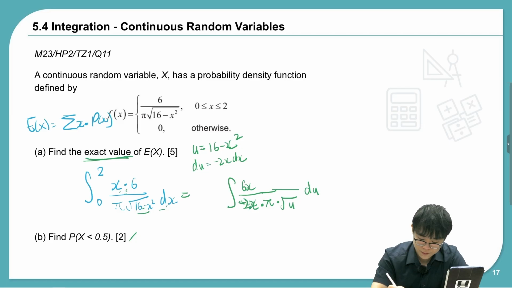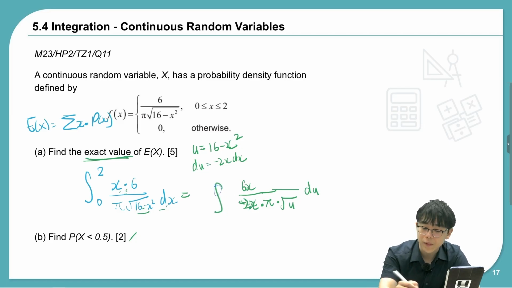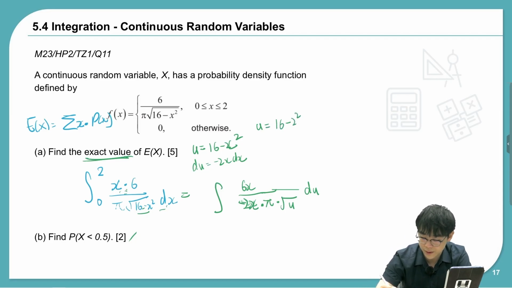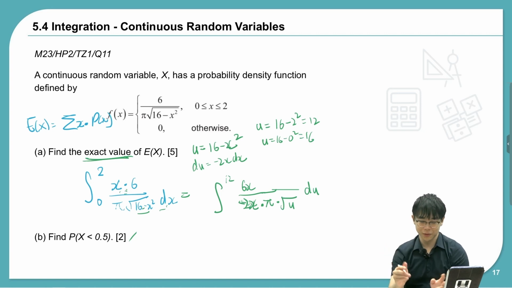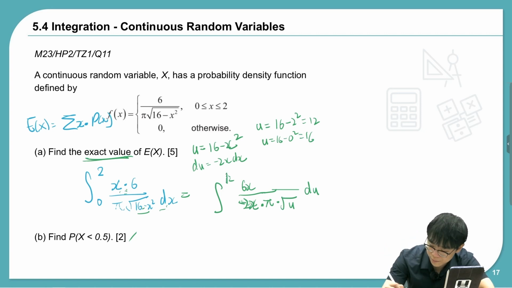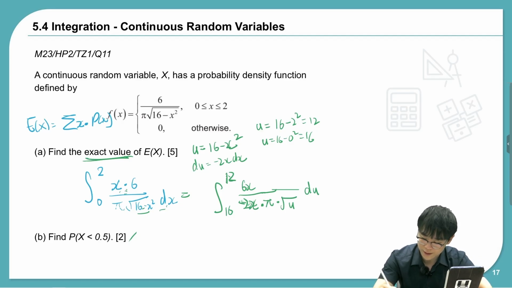And then one thing we have to do is convert the boundaries. For definite integrals, we're integrating from x is 0 to 2, but we also want to integrate with respect to u. So u is 16 minus 2 squared, which is 12, and u is 16 minus 0 squared, which is 16. So if you're integrating x from 0 to 2, we're integrating u from 16 to 12. Right? So let me write that again.